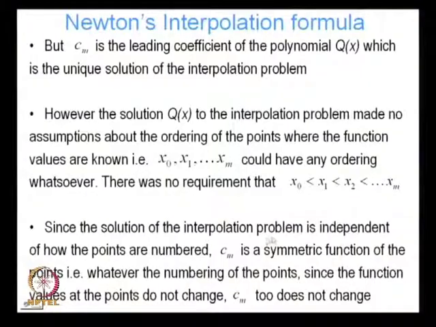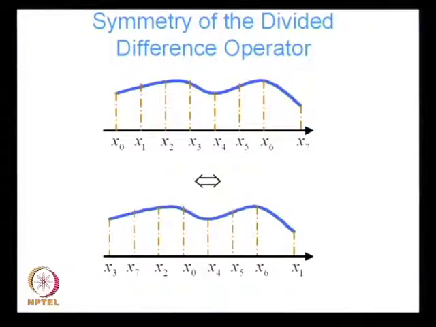Since the solution of the interpolation problem is independent of how the points are numbered, right? I can call a point x1, I can call it xm, I can do anything, right? It does not matter, so long as at that point the function value is unique, right? I can call a point x1, and the function value remains the same when I call it xm. That does not matter. The polynomial is not going to change because I change the name of the grid point, right? So I just showed a little picture here.